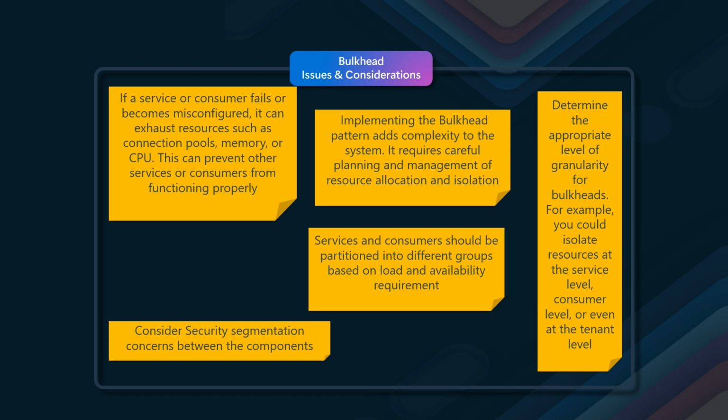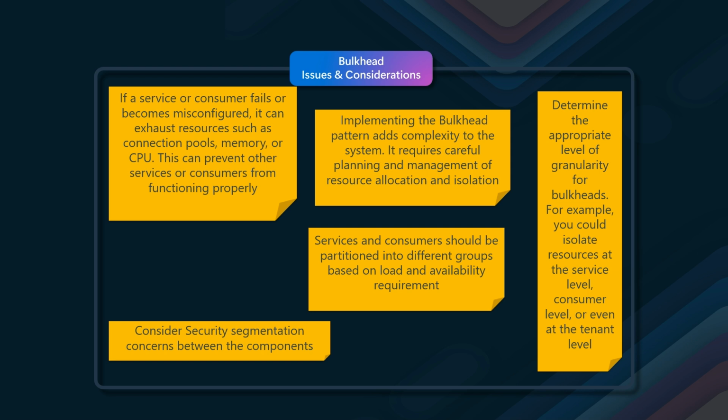Some considerations include partitioning services and consumers. Services and consumers should be partitioned into different groups based on load and availability requirements. This helps to isolate failures and maintain service functionality for some consumers even during a failure. Allocate separate resources, i.e. connection pools or memory, for each service or consumer. This ensures that a failure in one service does not affect the resources available to other services.